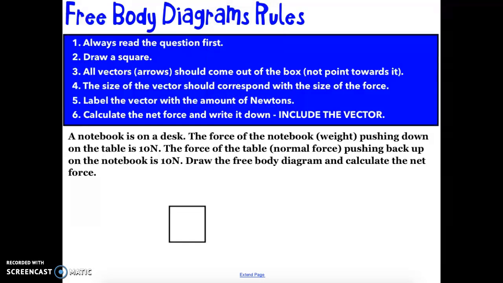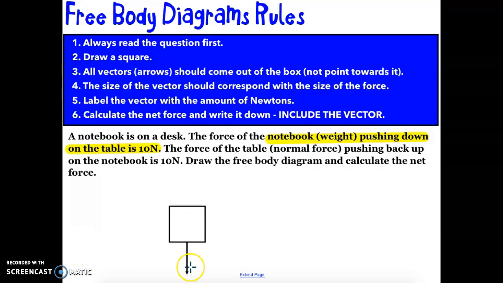One of the first things that it says is the force of the notebook, or weight, pushing down is 10 newtons. So we need to think about the different types of forces that we learned about, and one of the types of forces that we said pulls down is gravity. So I'm just going to draw a vector coming out of the bottom there.